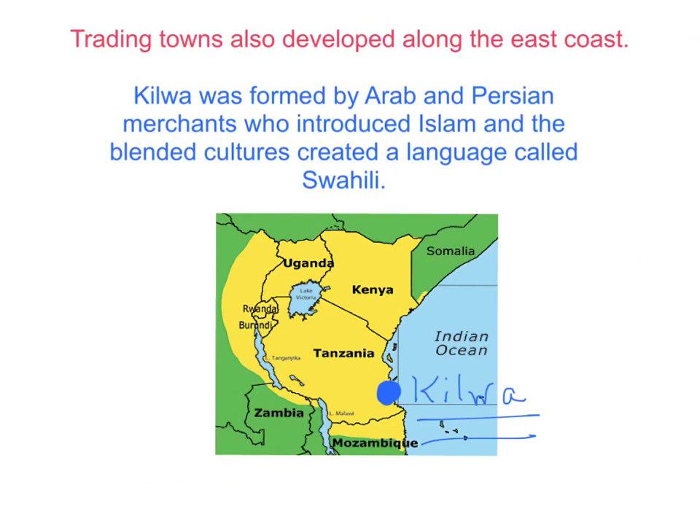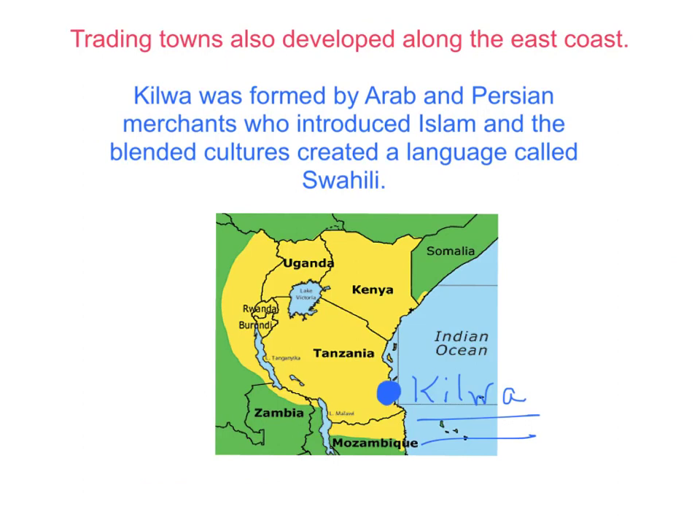Trading towns also developed along the east coast of Africa. One of the more famous and bigger ones was a city called Kilwa. It was formed by Arabs and Persians, merchants from those two places, who came to Africa through Kilwa. And you can see on the map here where I made a blue dot. That's where the trading city of Kilwa was, in what we would call Tanzania today.